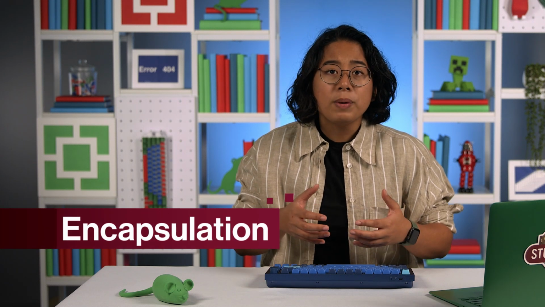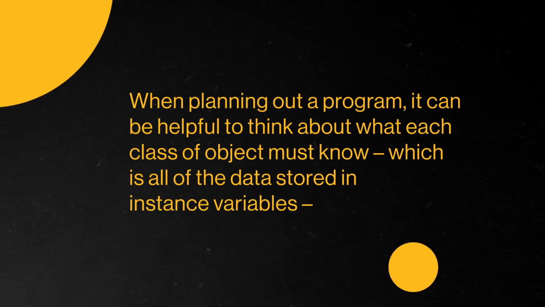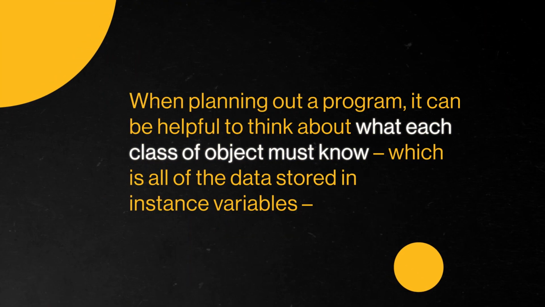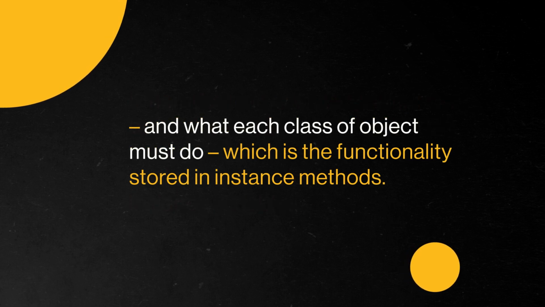The organization of object-oriented programming relies on the idea of encapsulation, which is grouping together data and methods that work together somehow. Encapsulation also keeps our classes separate from each other, so there's less chance of interference and unexpected program crashes. In general, the simple things like variables and methods are encapsulated within complex things like objects. When planning out a program, it can be helpful to think about what each class of object must know, which is all of the data stored in instance variables, and what each class of object must do, which is the functionality stored in instance methods.